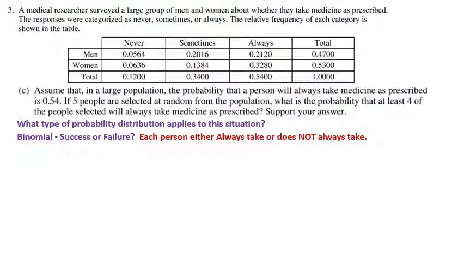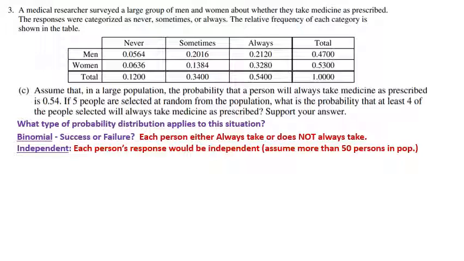Okay, so I think binomial will apply. Let's check our four conditions, or BINS, to see if this works. So the success or failure for each person, right? There's going to be the success: they take their medicine as prescribed, or they don't. The next one is each one is going to be independent of each other. That makes sense. And our 10% rule, right? We have assumed that there's more than 50 persons in the population.